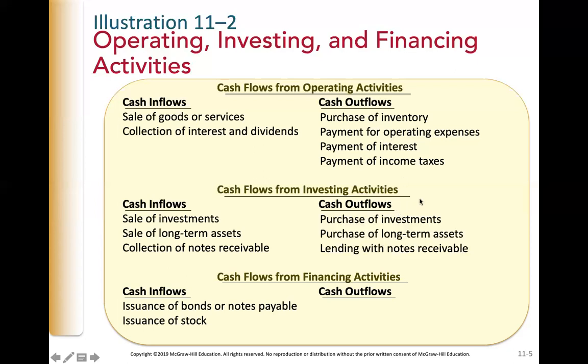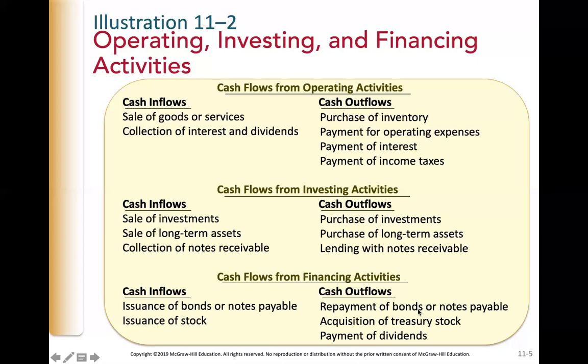Cash outflows: purchase of investments in another company, purchase of a long-term asset such as property, plant, equipment, and land, and lending money with notes receivable. These are cash going out. Your cash outflows from financing activities: repayment of bonds or notes payable, acquisition of treasury stock, and payment of dividends. You would be crediting cash for all of these activities.